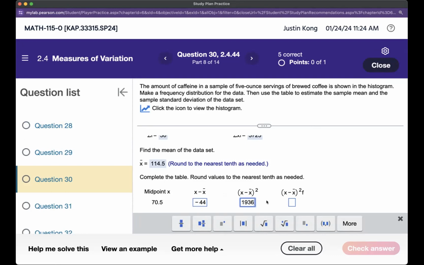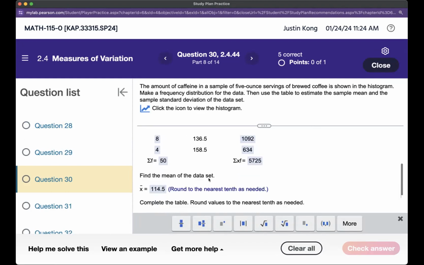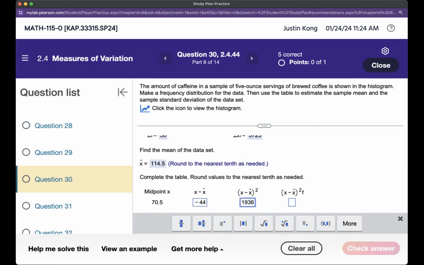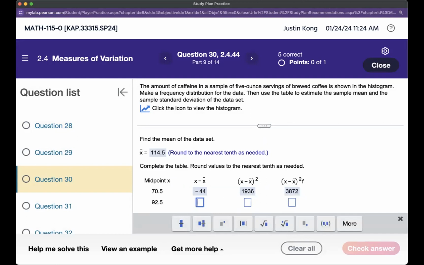So this is the difference. This is the difference squared. And then I take that difference squared multiplied by the frequency. In this case, the frequency was up here, it was 2. So multiply that 1936 by 2. And I get 3872. Let's check. Okay, sweet. And then we just repeat that over and over.